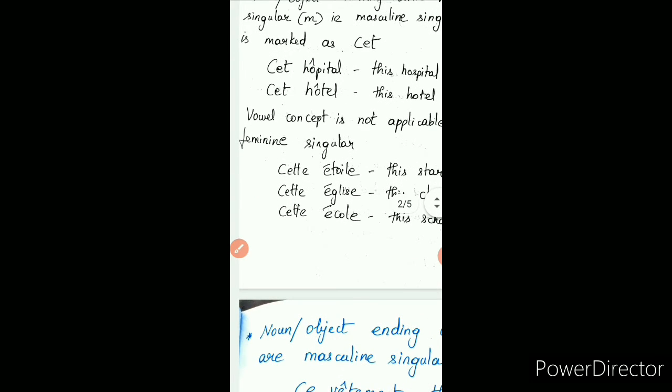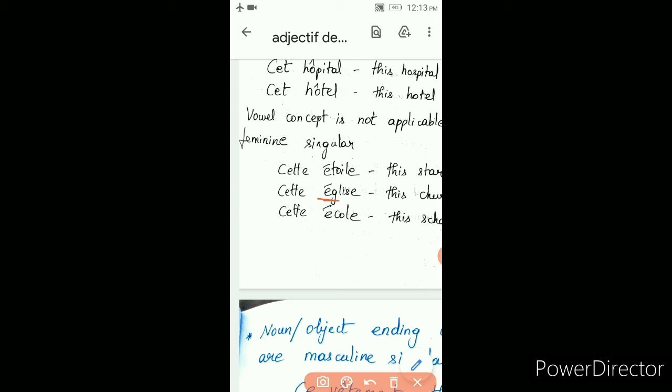Seth Ethwal, Seth Eglis. Same. Eglis means church. It is starting with a vowel and is singular, but it is feminine, so the vowel concept is not applicable. Ecole means school. It is starting with a vowel, and it is singular, but it is feminine, and the vowel concept is not applicable here.